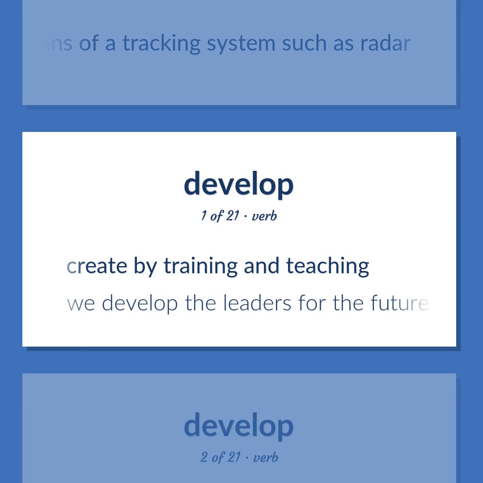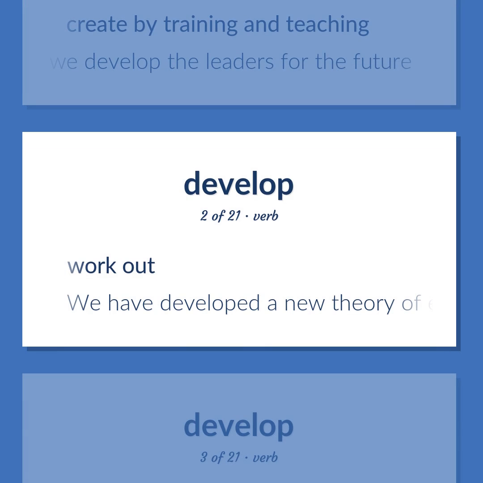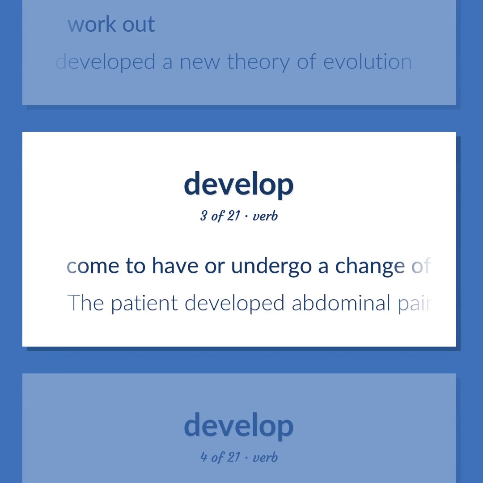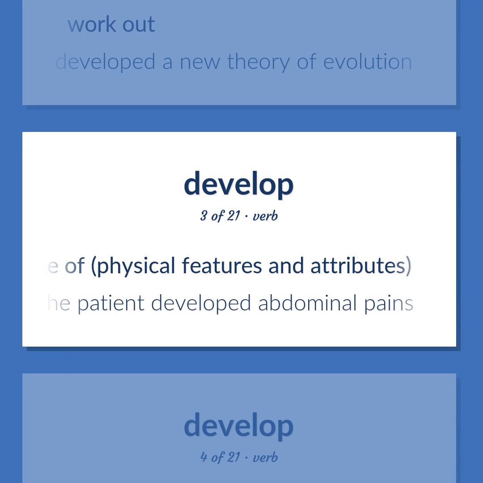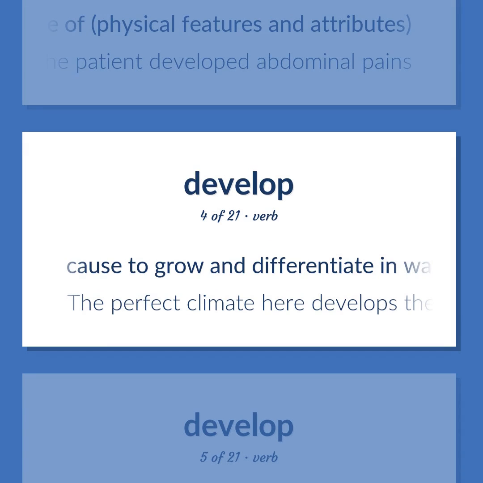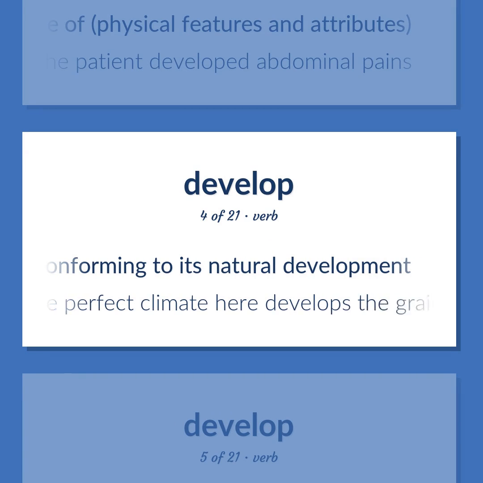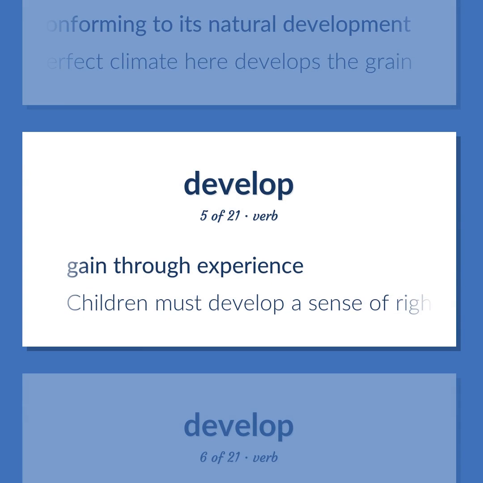We develop the leaders for the future. Work out. We have developed a new theory of evolution. Come to have or undergo a change of physical features and attributes. The patient developed abdominal pains. Cause to grow and differentiate in ways conforming to its natural development. The perfect climate here develops the grain. Gain through experience. Children must develop a sense of right and wrong.